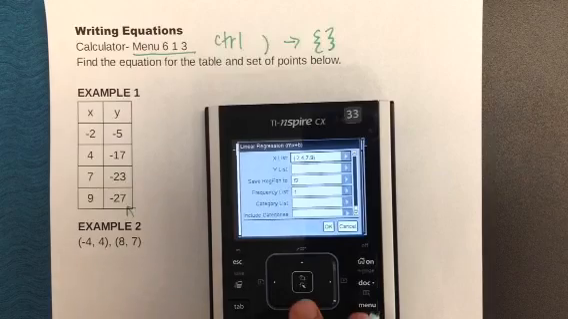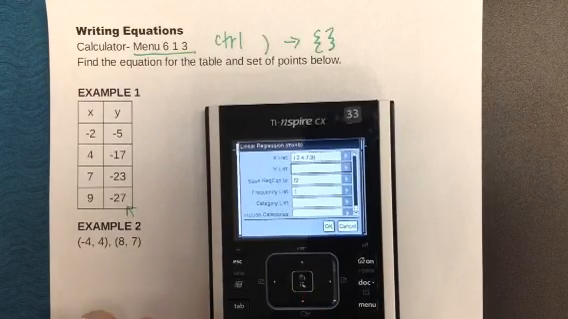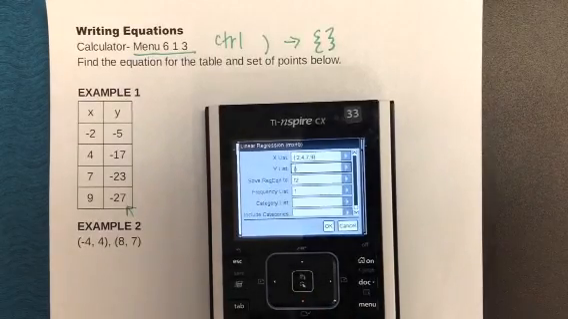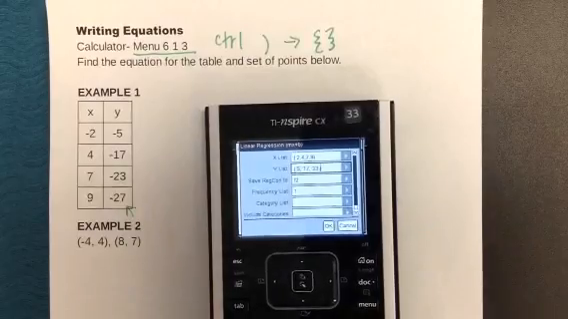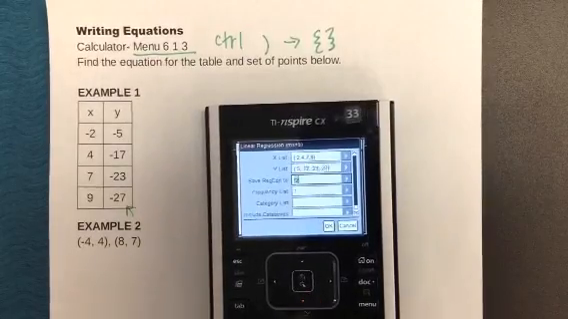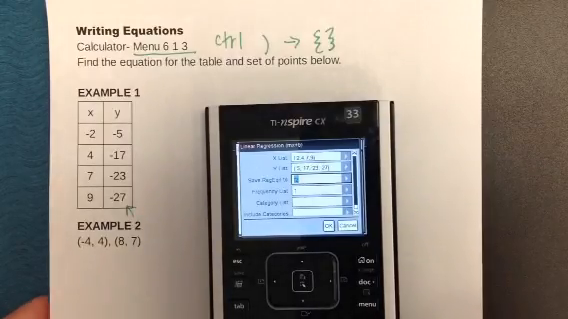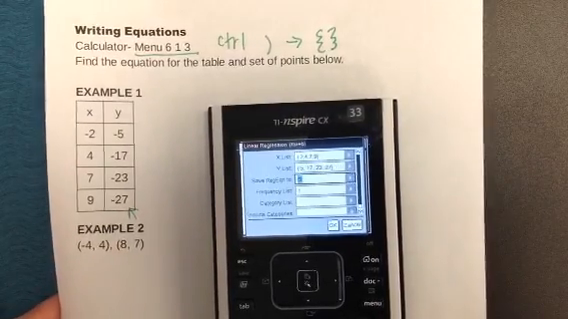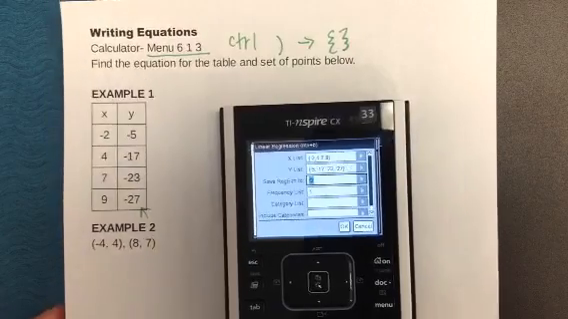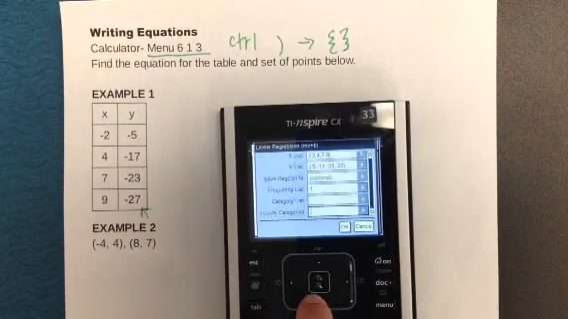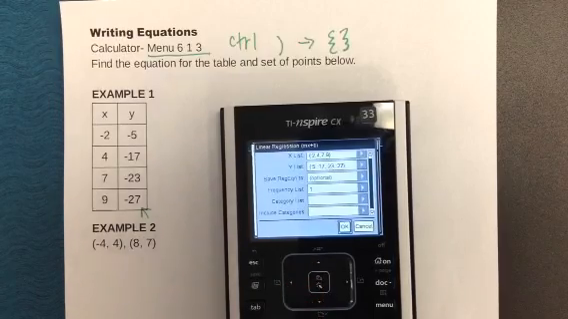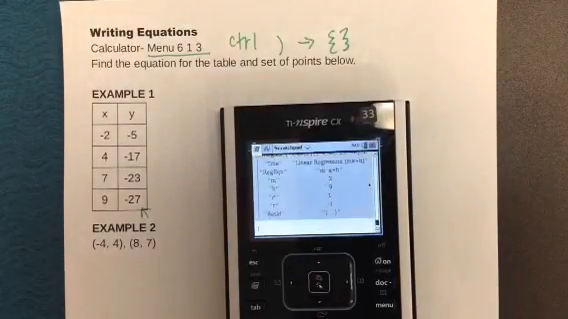Then I'm going to go down to y2, control, close parentheses. It has to be in the brace. Negative 5, comma, negative 17, comma, negative 23, comma, negative 27. I would clear this one. That's not necessarily a must do, but it will help you out in the future. Make sure you leave the frequency list alone, then go down to OK, and up it pops.